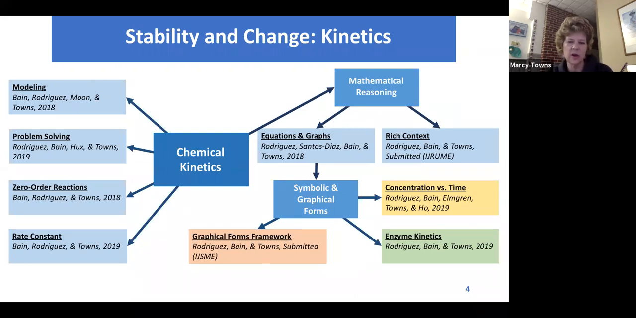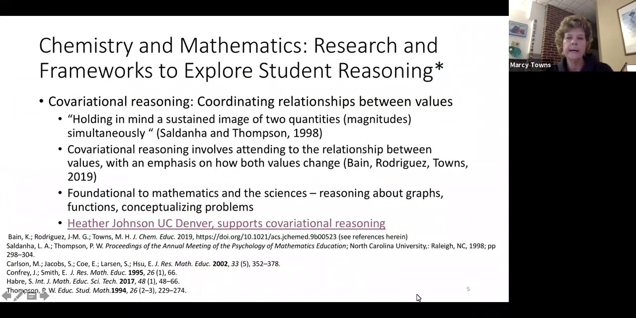and I know Felix is in on this call, and some work that Johnny led up actually in enzyme kinetics with two other undergraduates, with Sven Phillips and Nick Hux. So that kind of gives you a sense of this big, huge research program where we used a lot of different kinds of frameworks. But I'm going to spend some time talking a little bit about covariational reasoning, because it is something that we use all the time.